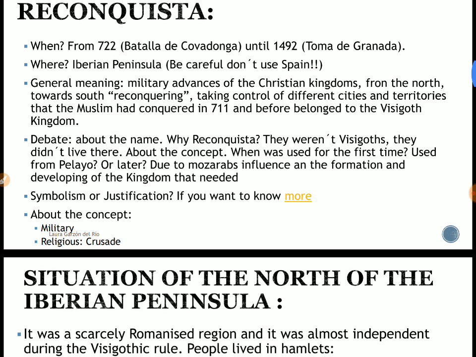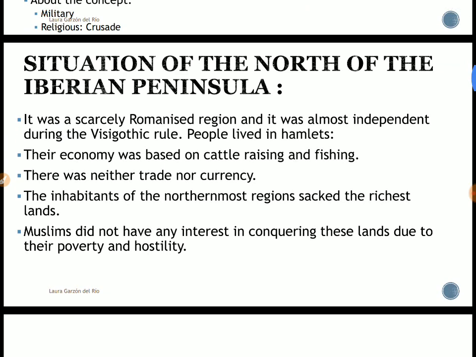You have more information about it. The Christian kingdoms, before we call them the Christian kingdoms, were small villages at the north of the Iberian Peninsula. They were scarcely Romanized, almost independent during the Visigoth rule. The people lived in hamlets. The economy was based on cattle raising and fishing. They don't have trade or currency.